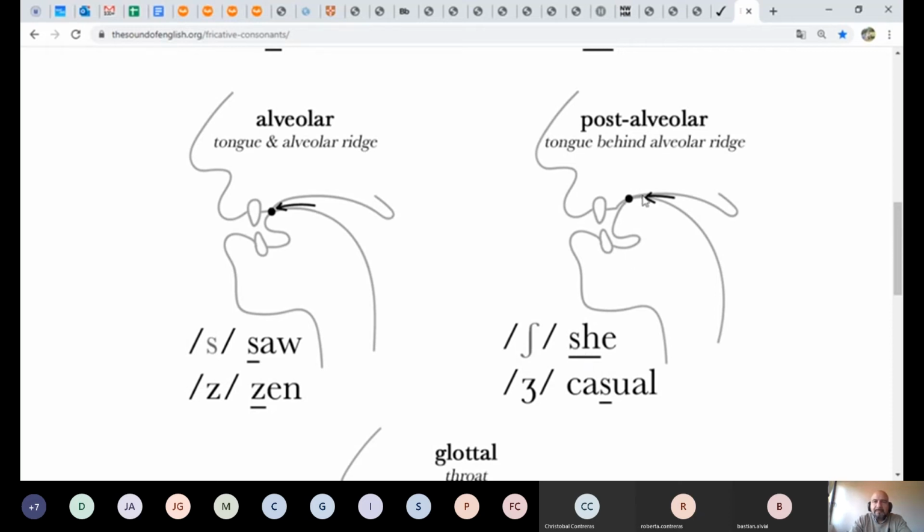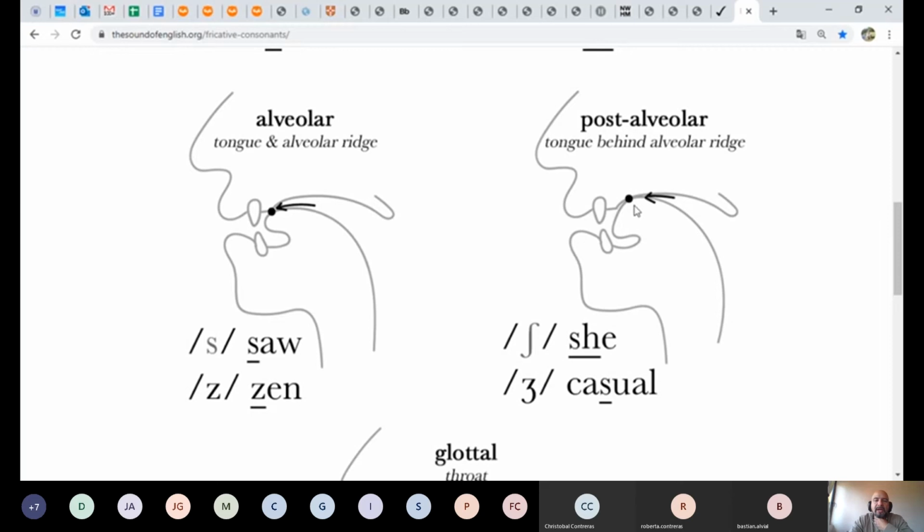Shh. Take a look or try to perceive where your tongue is. Shh. And then we're going to add vibration. So we go from sh to zh, zh, zh, okay?